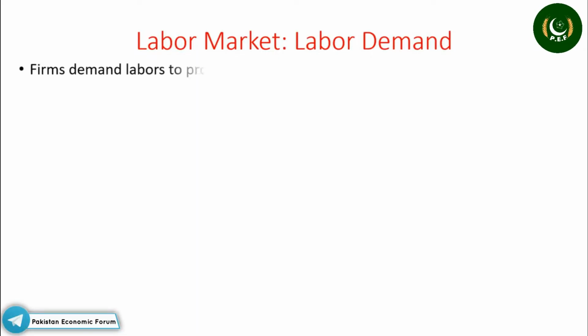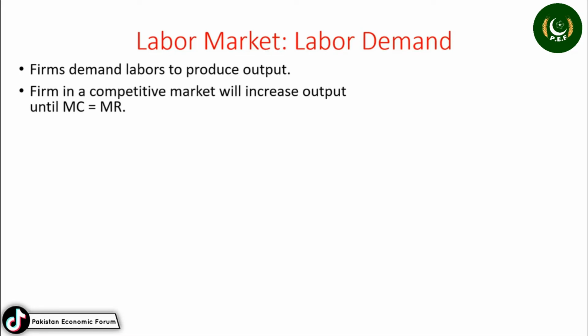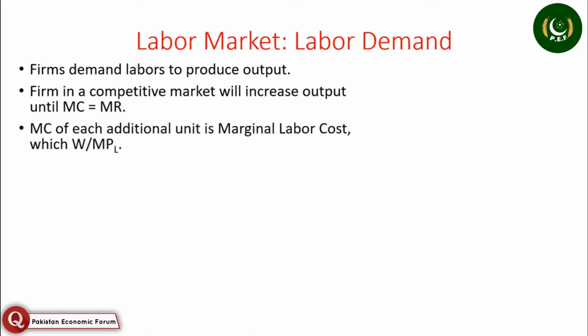Now the labor market. Students, firms demand labor to produce output and households supply labor to earn income. We know that firms in a competitive market will increase output until MC is equal to MR. MC, that is the marginal cost of each additional unit, is the marginal labor cost because capital is fixed, and the marginal labor cost is the wage rate divided by the marginal product of labor.